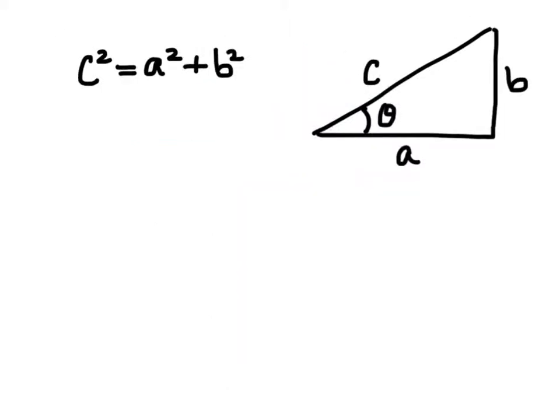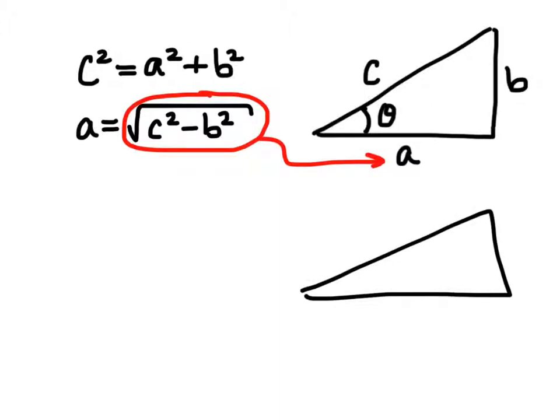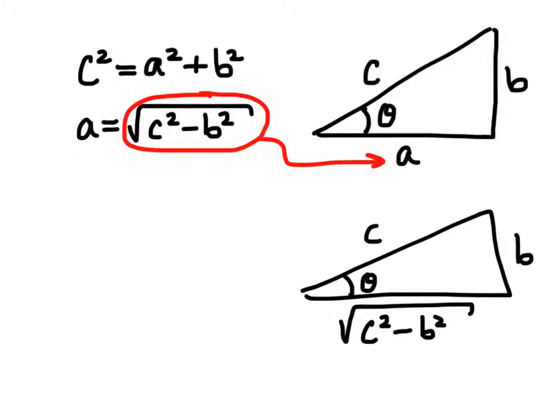Alright. And then setting it up in the same way, if we solve for a, you're going to find that a is the square root of c squared minus b squared. So you can take this and replace the a term on the triangle to still preserve the Pythagorean theorem. So we end up having a triangle that looks like this.